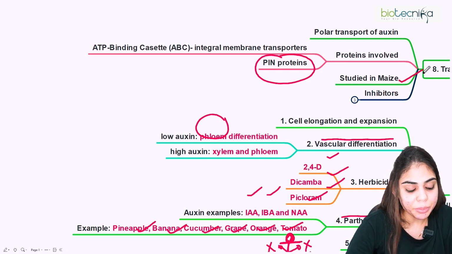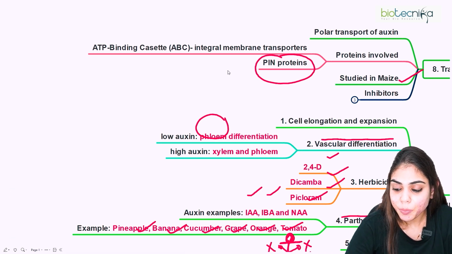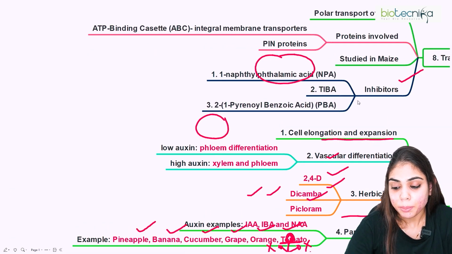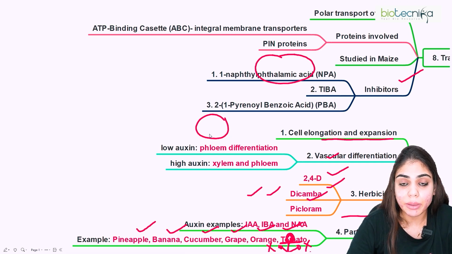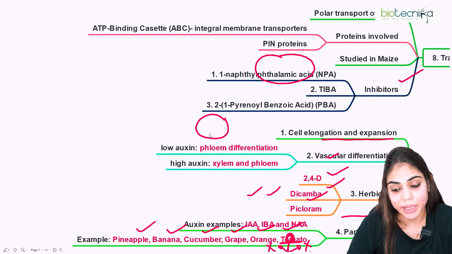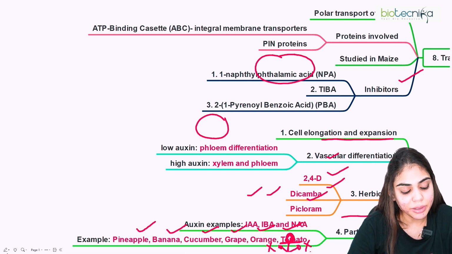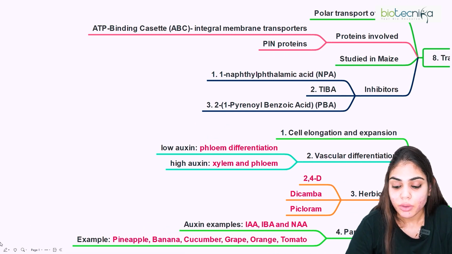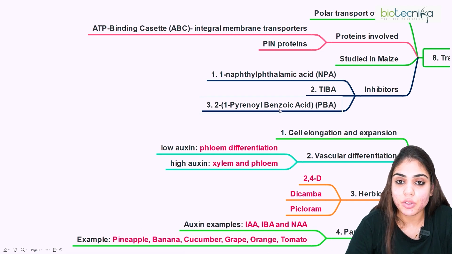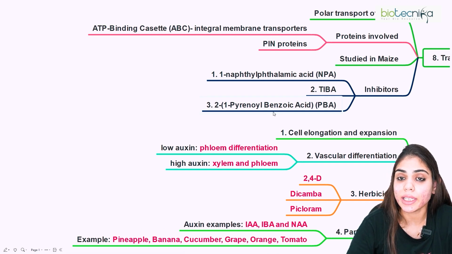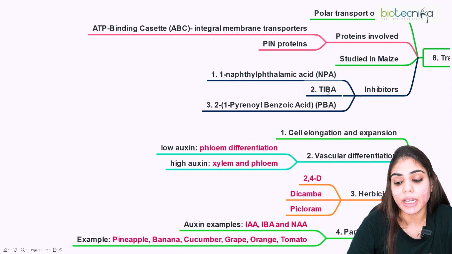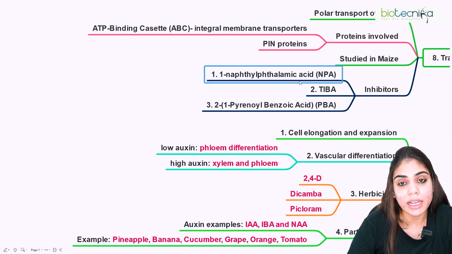Now what are the inhibitors of this transport? They are NPA, PBA as well as TBA. So you can get a question on the inhibitors related to the transport mechanism. The first inhibitor is PBA, which is pyrenoyl benzoic acid. You have to remember the names of these inhibitors. The second is TBA and the third is NPA, that is naphthyl phthalamic acid.